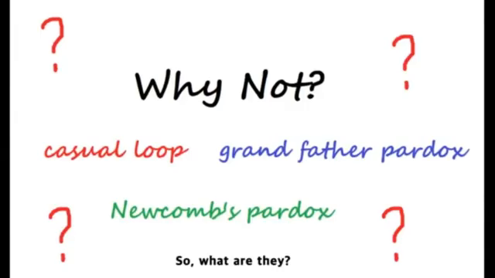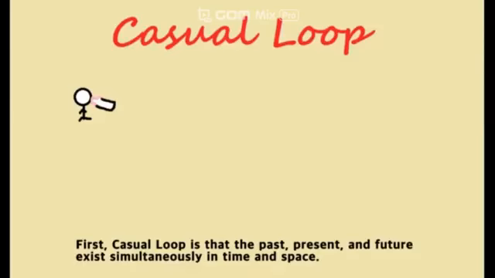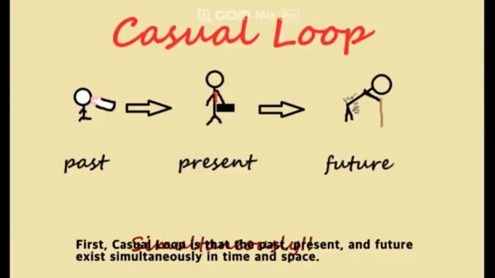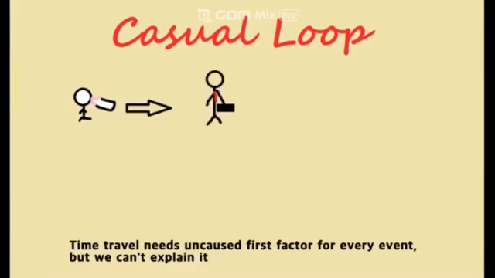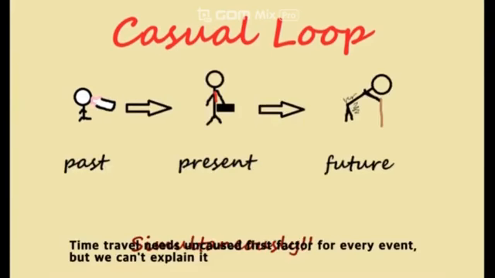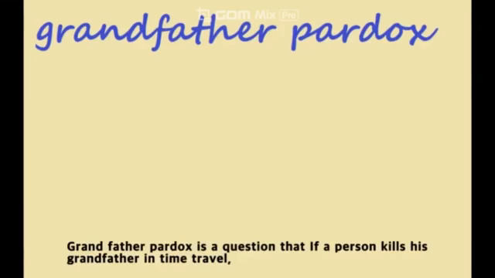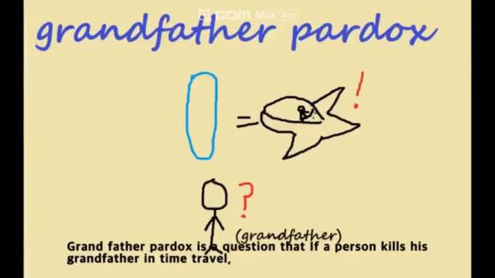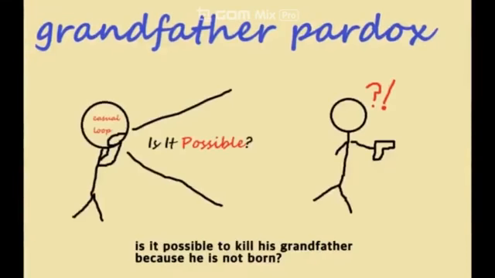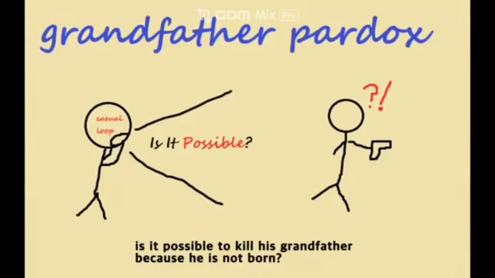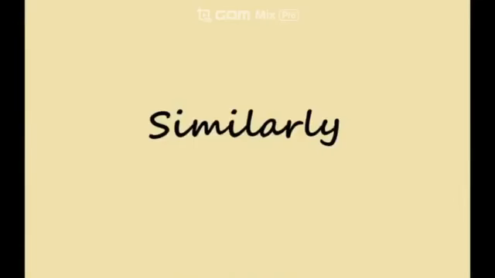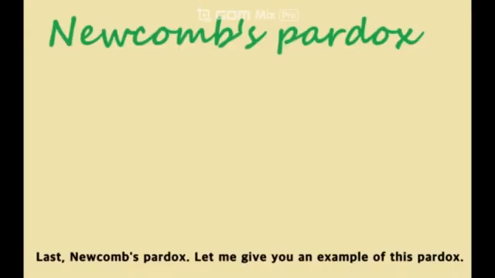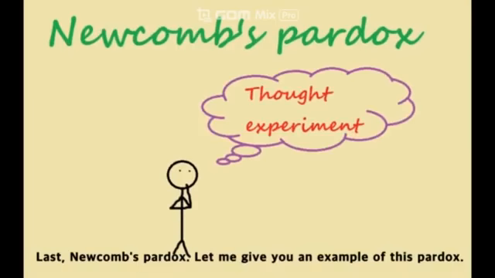So, what are they? First, causal loop is that the past, present, and future exist simultaneously in time and space. Time travel needs an uncaused first factor for every event, but we can explain it. Grandfather paradox is a question that if a person kills his grandfather in time travel, is it possible to kill his grandfather because he's not born? Similarly, we can ask why no one is from the future if time travel is possible. Last, Newcomb's paradox. Let me give you an example of this paradox.